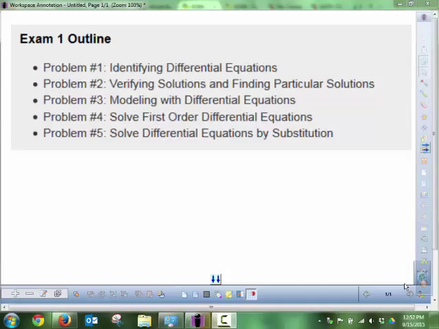And then based on that, I think I asked you a couple of initial value problems. So the same differential equation and same solution, general solution, you had to try to solve for the C to find a particular solution given the initial conditions or boundary conditions.